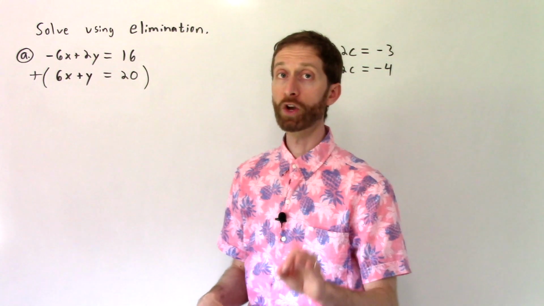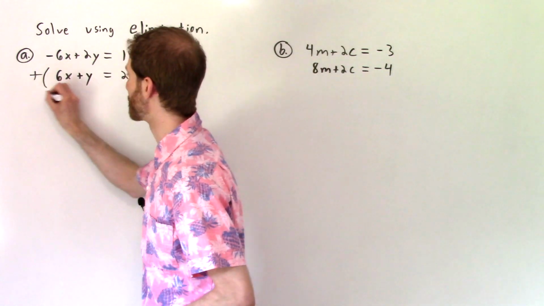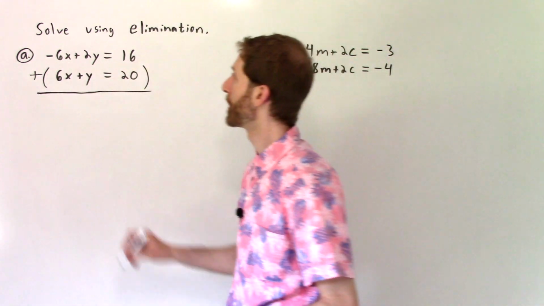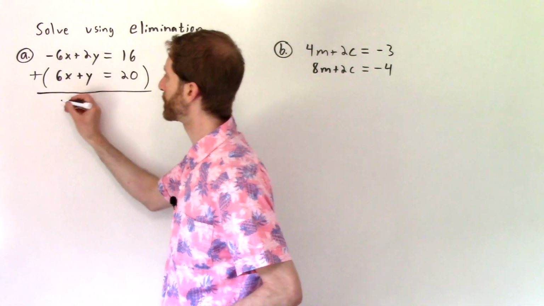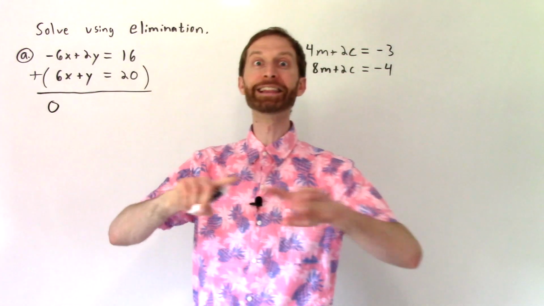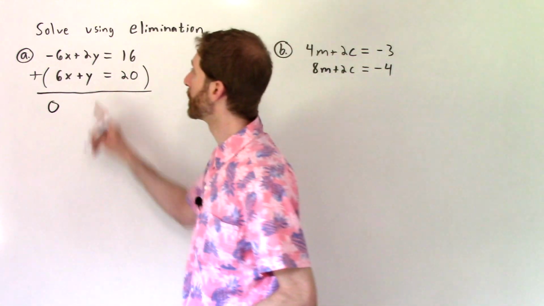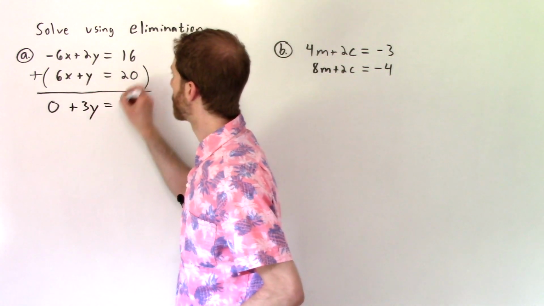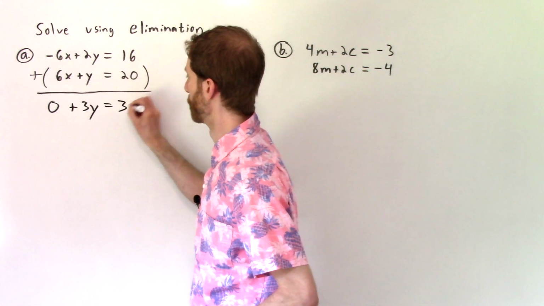So now let's add the equations, and this is just so rad, and in my opinion, very magical. -6x plus 6x is 0. They have eliminated themselves, hence elimination. 2y plus y is 3y. 16 plus 20 is 36.